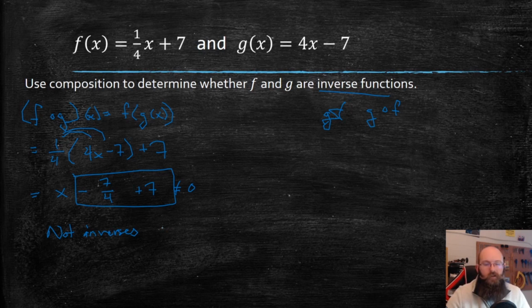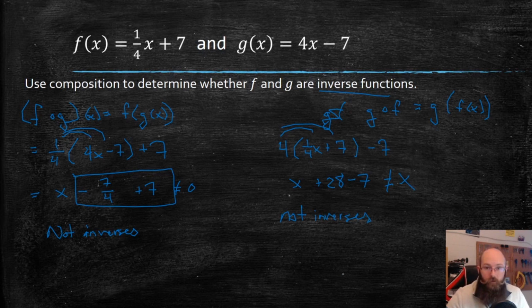But let's just check ourselves. Let's do more work because, you know, we all like that. Let's take our g function and plug f of x into it. My g function says 4 times my input minus 7. My new input is all of f of x, which is 1/4 x plus 7. Distribute that 4 in, I get x plus 28 minus 7, which does not equal x, so not inverses. Neither of them work, so we're good.